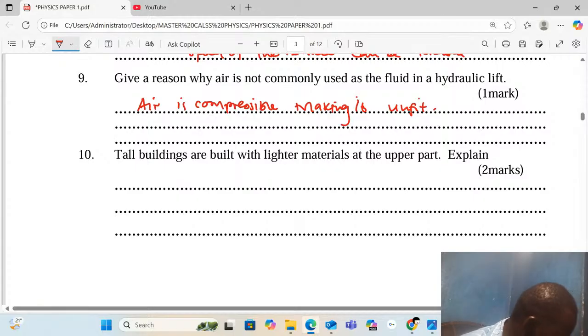The next question reads, give a reason why tall buildings are built with lighter materials at the upper parts. Explain. This has to do with stability. So the heavy materials at the bottom will lower the center of gravity, and this makes the building very, very stable.